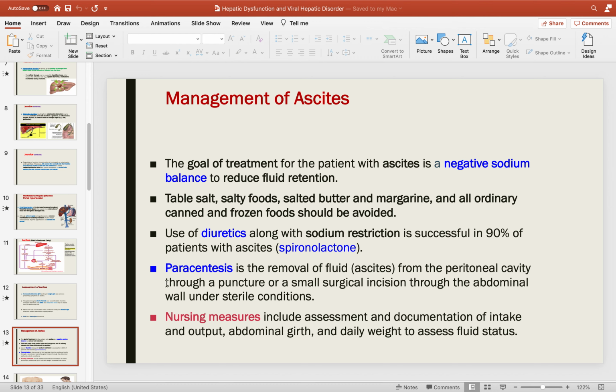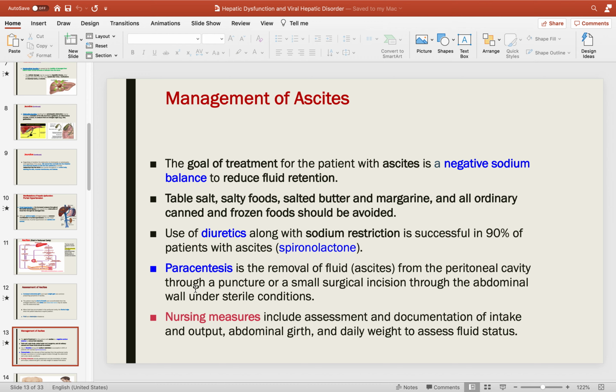Paracentesis: what you have to understand is that paracentesis is the term used for removal of fluid from the peritoneal cavity through a puncture or small surgical incision through the abdominal wall under sterile conditions. So removal of the fluid from the abdomen when the patient develops ascites is called paracentesis.